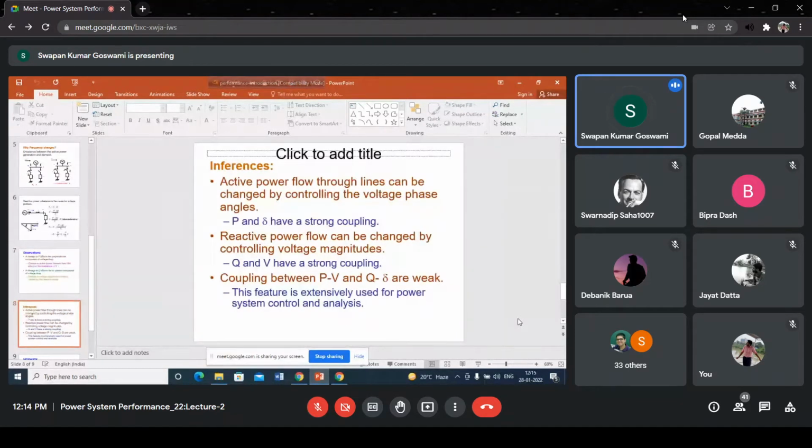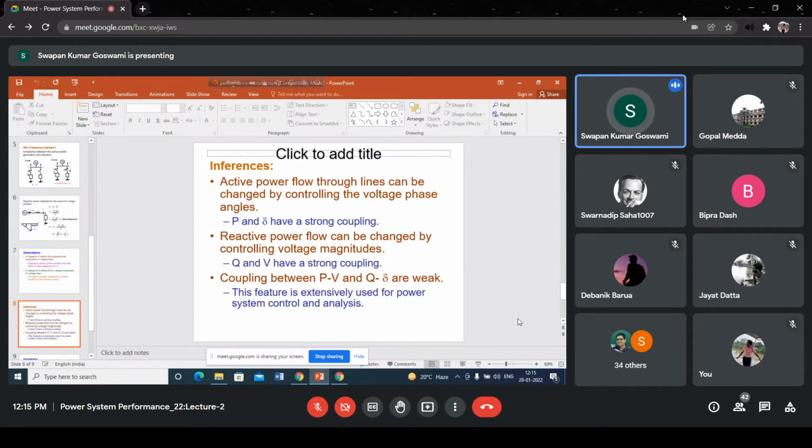That means voltage control can be done by controlling the reactive power, or reactive power flow can be controlled by controlling the voltage magnitude. Coupling between P and V, and Q and delta, is weak. That means when P changes, the magnitude of V does not change much, so the coupling is weak. When Q changes, the phase angle does not change much. That means the coupling between Q and delta is also very weak. And this feature is extensively used for power system control as well as analysis.